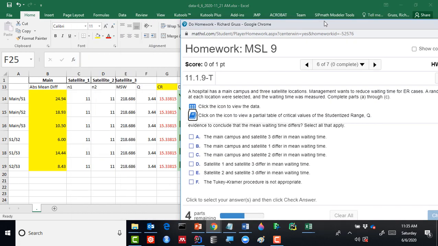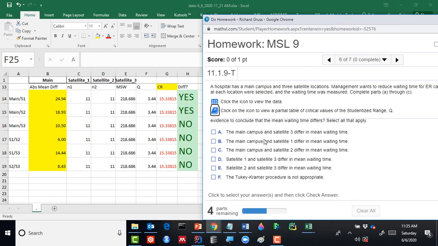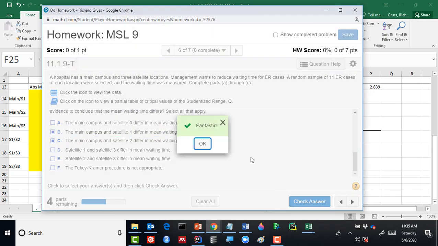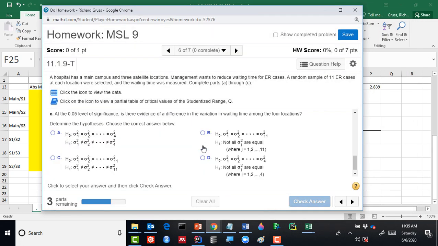Okay, so we'll see if these are on here. The main campus and satellite 3, no difference. The main campus and satellite 1, yes, there is a difference. And main campus and satellite 2, and none of the others are different. So we'll check that, and that's that. Okay, so the next part of this question asks you to test the assumption of uniform variance, which we do. That's called the Levene test, and that's in another video.